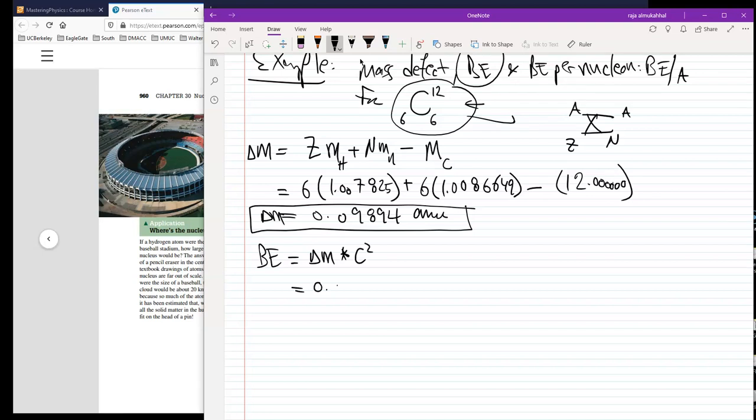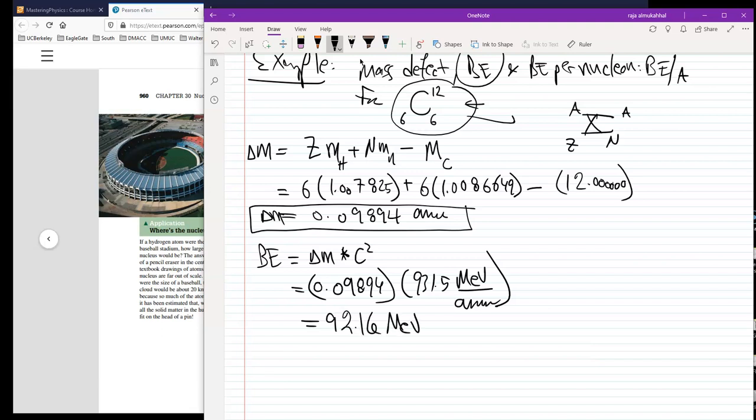So it's going to be 0.09894 times 931.5 MeV per AMU. You calculate that, and you will get 92.16 mega electron volt. This is the total binding energy inside the atom, the nucleus of the carbon nucleus, okay?